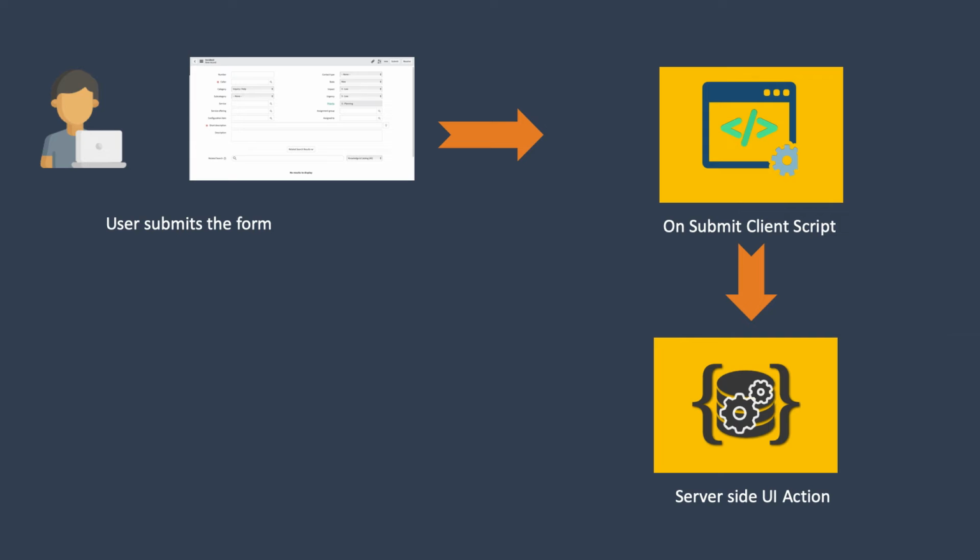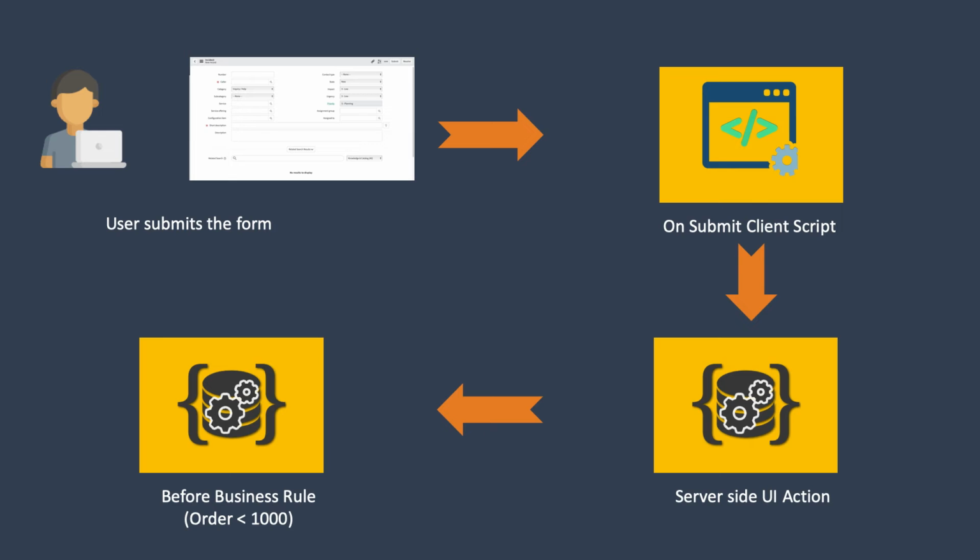Now, after running server side UI action, it will run before business rule. That means I'm going to submit the record, and I have basically clicked on UI action as well, and it is taking some action on the server side. But at the same time, will it update the data in the database? Answer is no. The reason behind it: before business rule always runs before something gets inserted or updated in the database.